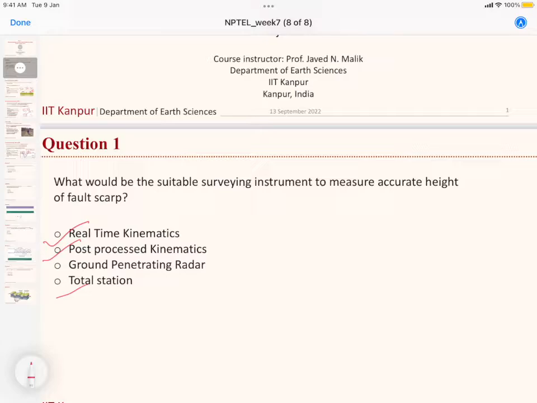Now would you attempt to answer this question? So what could be the answer, because here we want to accurately identify the fault scarp, so definitely it's a surveying method because it is present on the surface. Since we have three surveying methods, first is the RTK, second is the PPK, and the third one is the total station. So which method has the highest accuracy?